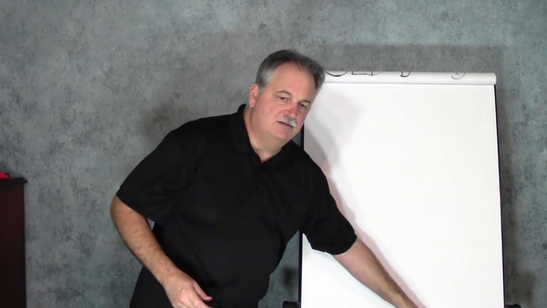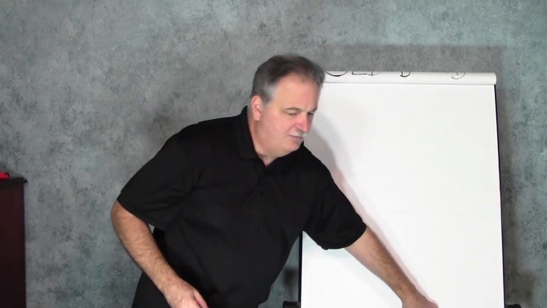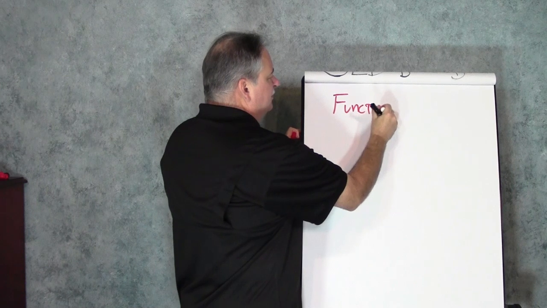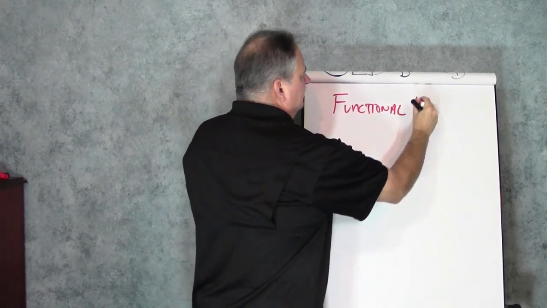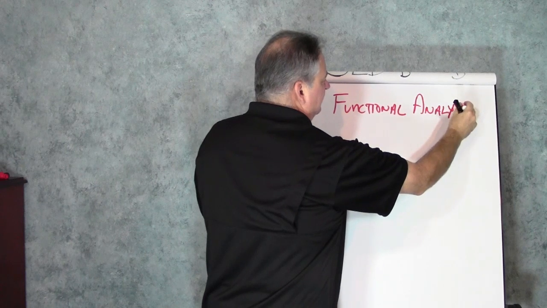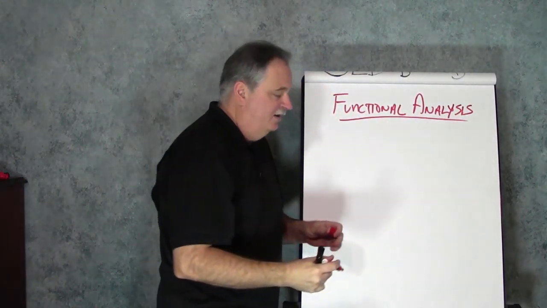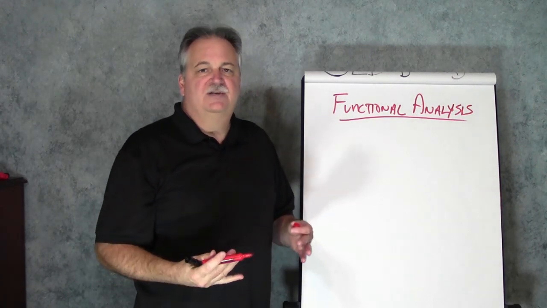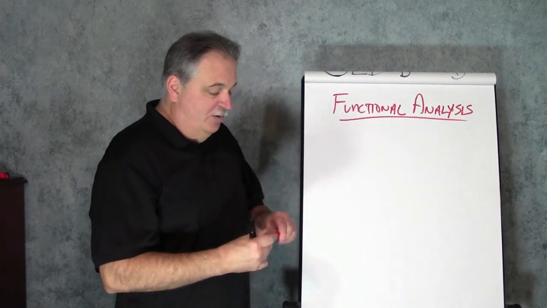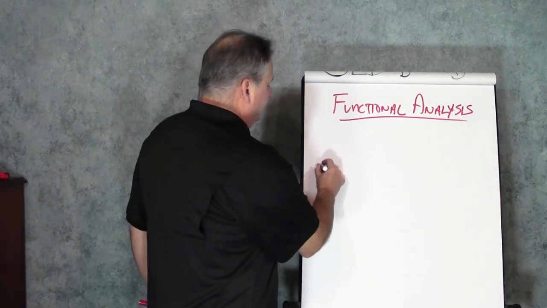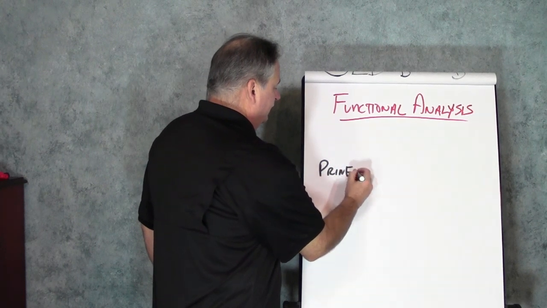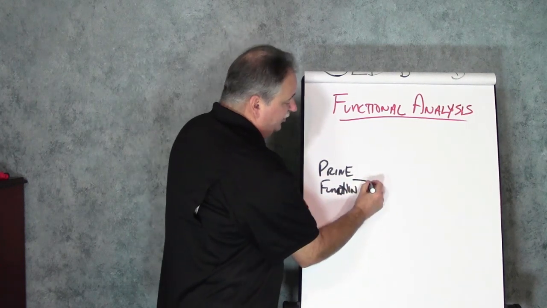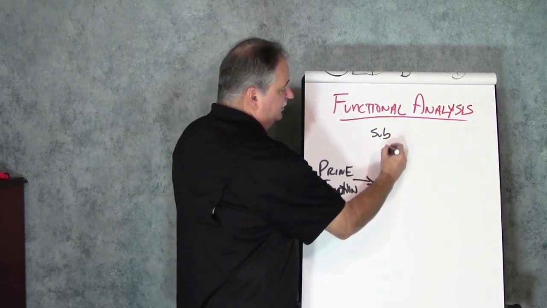Okay, the function analysis is really key here from the standpoint of it helps us to understand just what it is that our process or our product or our service delivery, but let's just focus on the process here. The functional analysis answers the question, what is it that this process is supposed to do? So we would start with a statement of our prime function. All right, and that prime function is going to lead to some sub-functions.